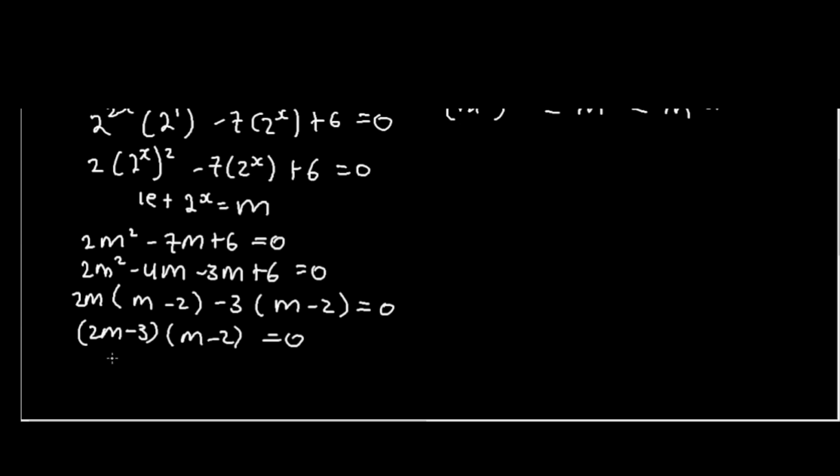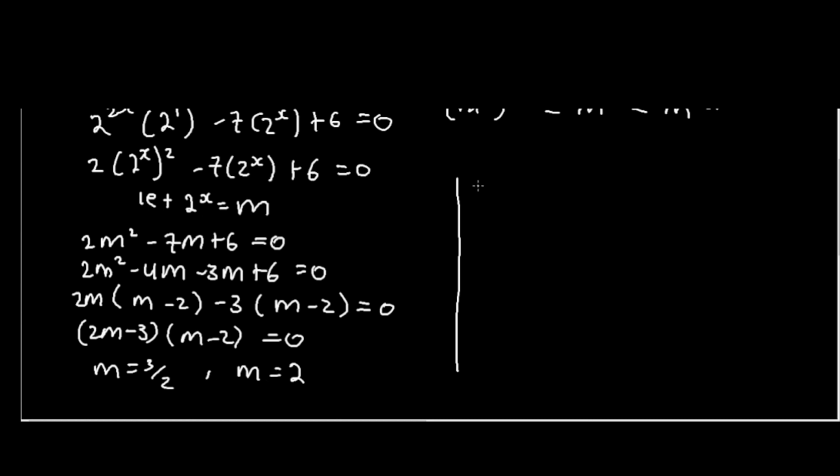equal to 0. So we shall have m equal to 3 over 2 from this first bracket here, and then even from this other one we shall have m equal to 2. But then remember that our m is equal to 2^x, so we can come here and say that if at all you have m being equal to 2^x, so we shall have 2^x equal to these values of m.